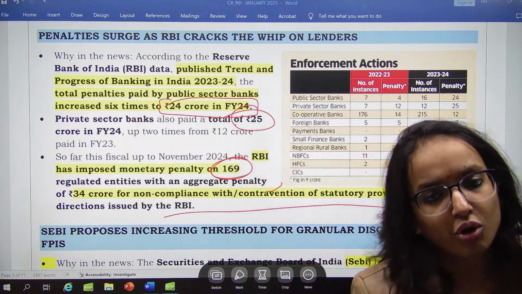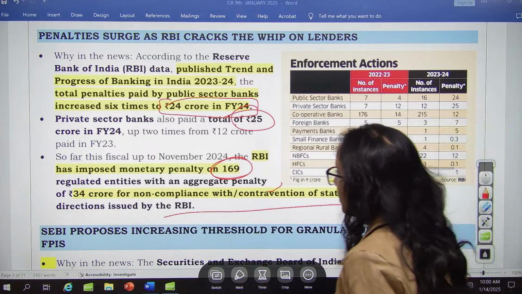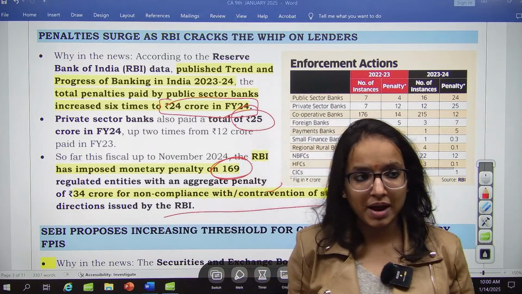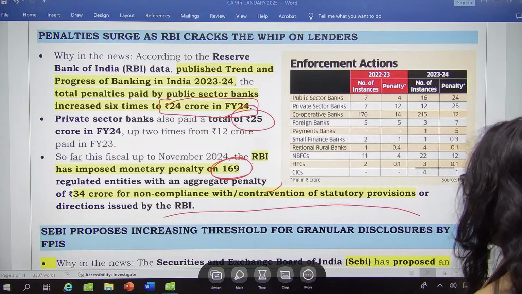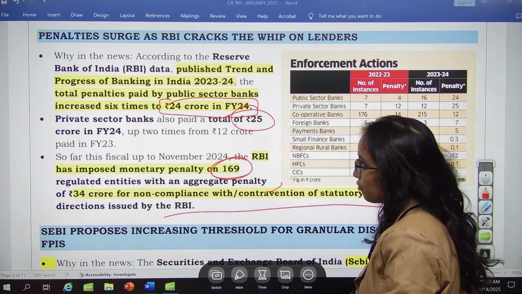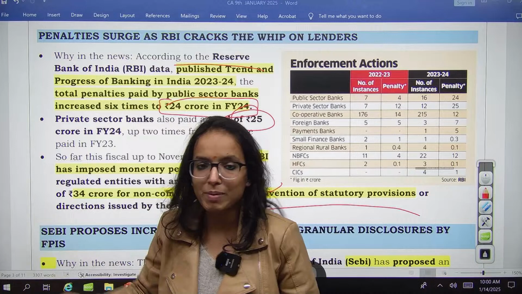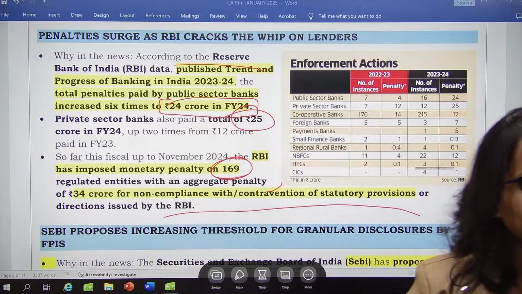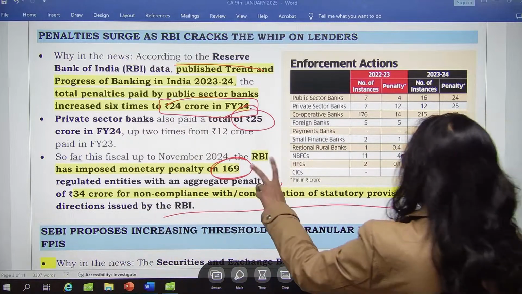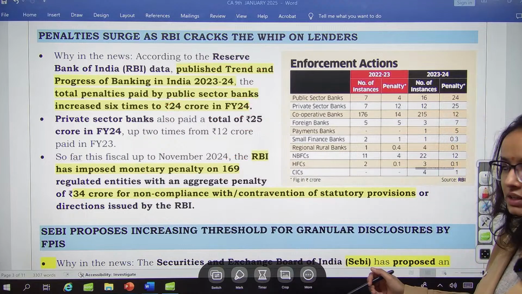You need not remember all these facts. Just remember public sector ने 24 crore pay किया है, private sector banks ने 25 crores pay किया है for penalties. And this is as per the latest report of RBI, which is Trend and Progress of Banking in India. I hope this is clear, everyone. Let's move ahead with the next news.